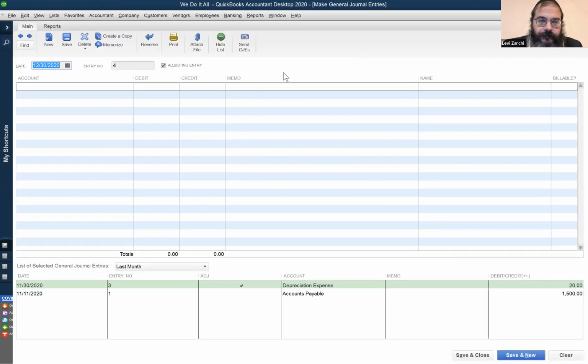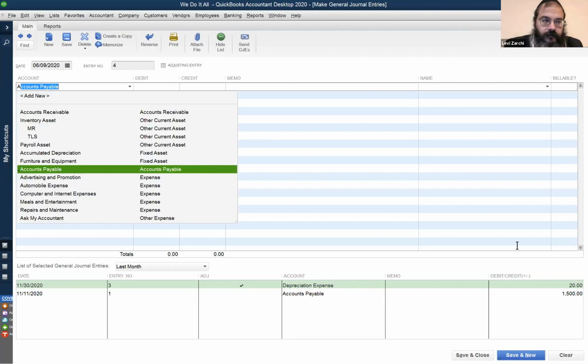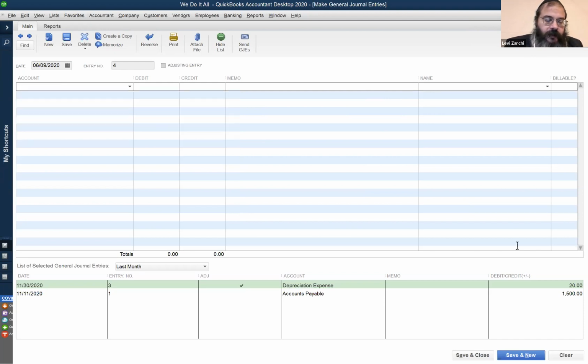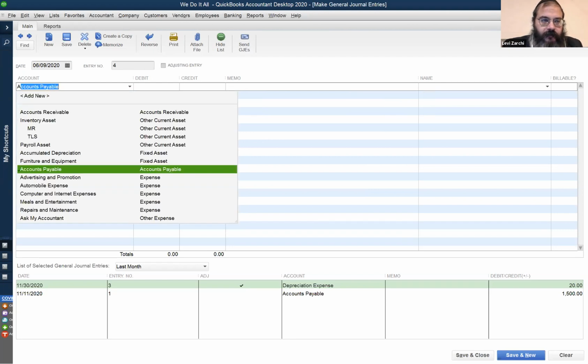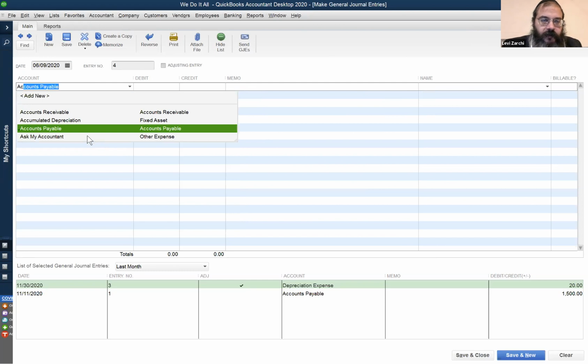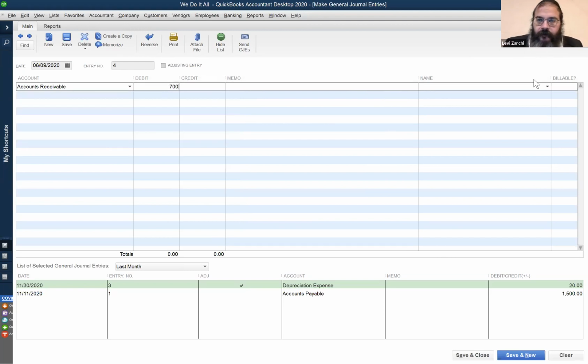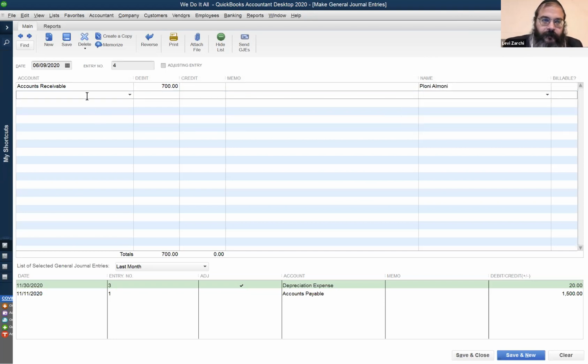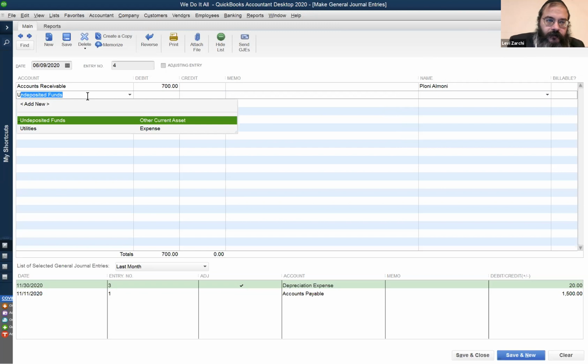Now I'm back to my journal entry. Make General Journal Entries. And we're back on 6/9. That's the date we want the entry to be. And what are we telling it? We're telling it that we have to credit the accounts receivable, because we took too much money on the accounts receivable side, right? When our asset is accounts receivable, when we receive money, we credit accounts receivable, but now we have to go back and debit accounts receivable again, because we don't want to have a negative receivable. We just want to have a liability. So we're going to go back to accounts receivable. We're going to debit $700. I'm going to put it back on Ploni Amoni's name. And I'm going to put the credit as a liability on Unearned Revenue.